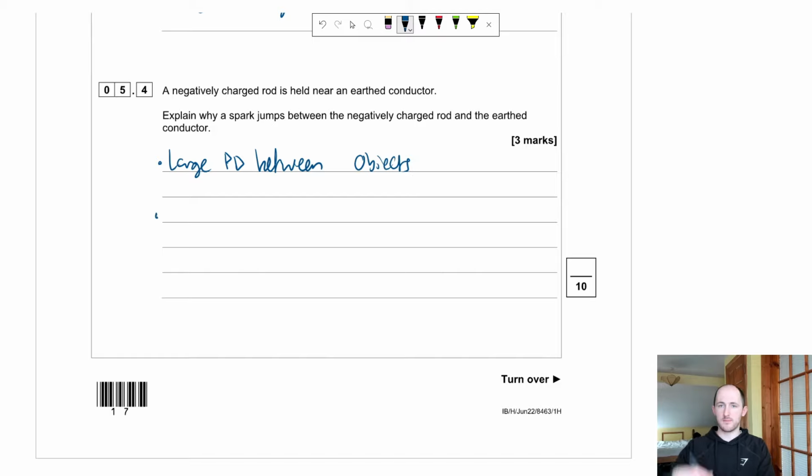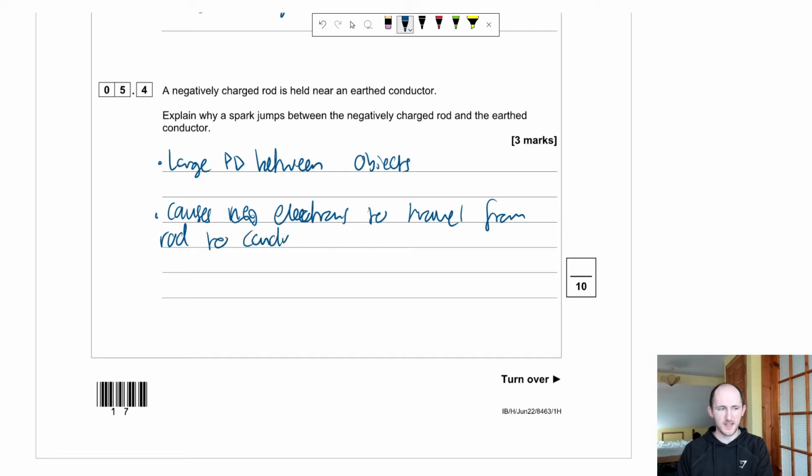And again, this works with the clouds and the ground, which causes electrons to travel from rod to conductor through the air. So it looks like a spark to us, or it looks like a lightning strike, for example. And again, that's exactly how lightning strikes work.